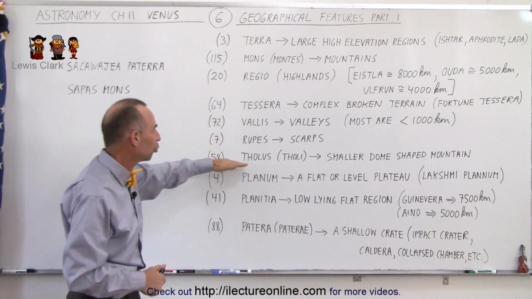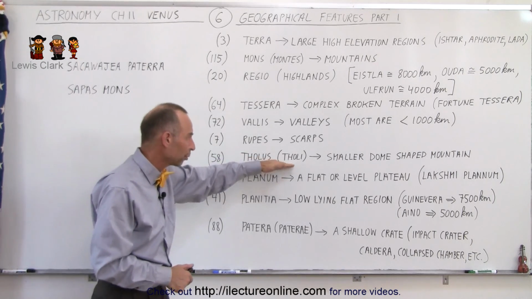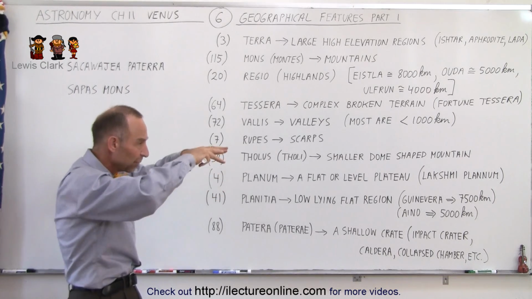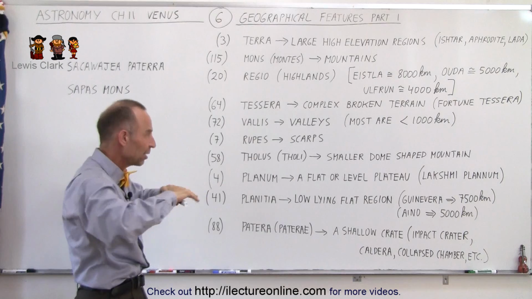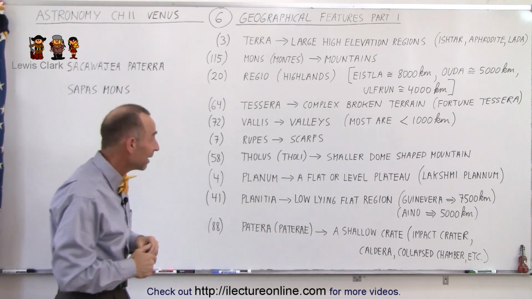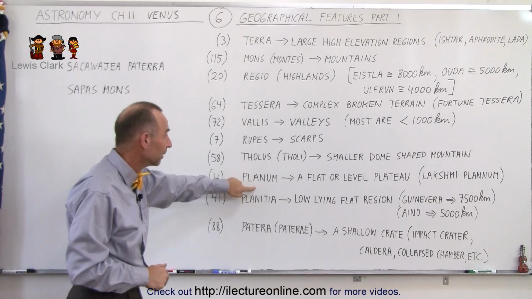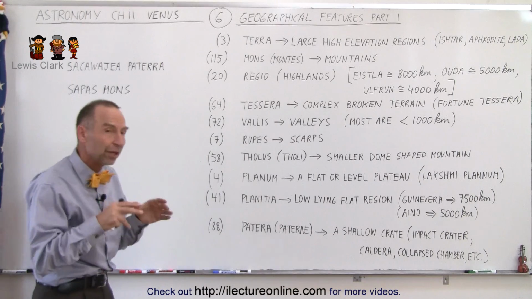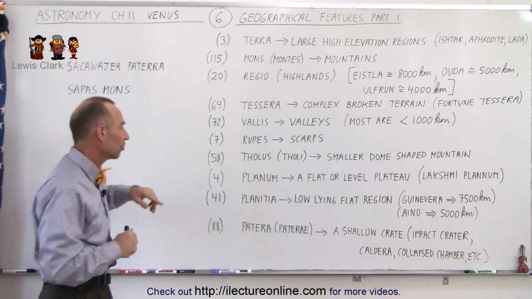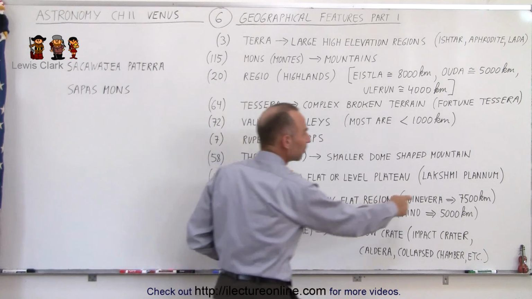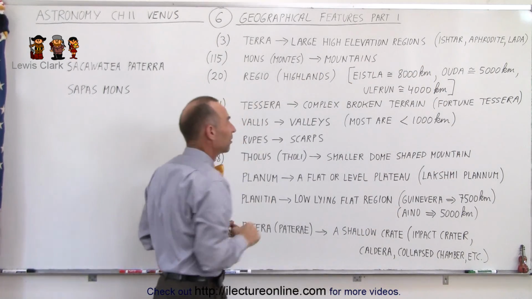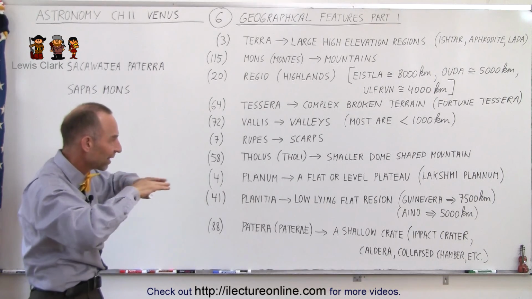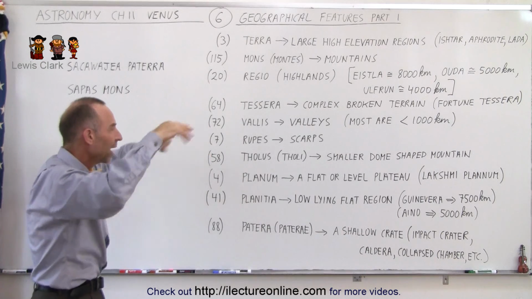Then we have things that are called Tholus for singular or Tholi for plural. Those are smaller dome-shaped mountains. So they have a specific shape to them. They're kind of dome-shaped. They're not very tall. They tend to be flat. We have 58 of those that have been named. We have things called Planum. Now, Planum is a flat or level plateau, so there's lots of flat areas on the surface, but not so many that are high up at higher elevations. The most famous one is Lakshmi Planum, which is part of the Ishtar Terra region near the North Pole. And there's 3 others that are named. Those are large, flat, level plateaus, flat regions that are at higher elevations.